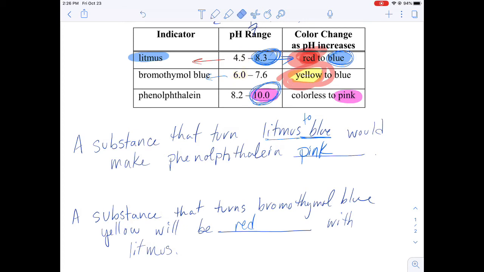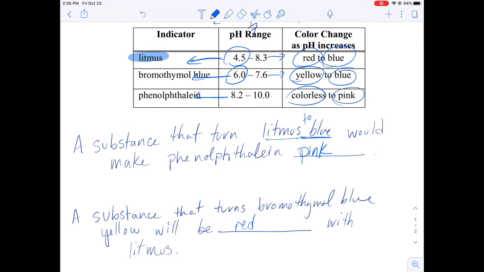So when we're looking at this table, these colors that are listed here: red corresponds to 4.5 and less. Yellow here corresponds to 6.0 and less. Colorless corresponds to 8.0 and less. Whereas blue is going to be 8.3 and more. Blue is 7.6 and more. And pink is 10.0 and more for each of these different kinds of indicators.